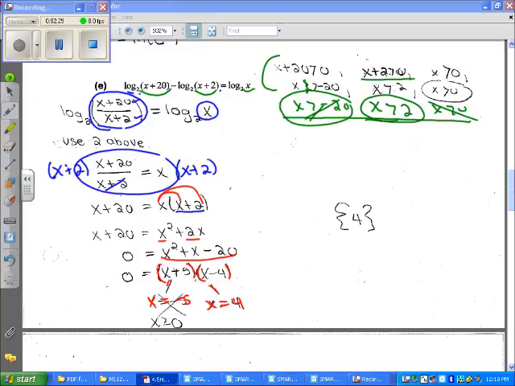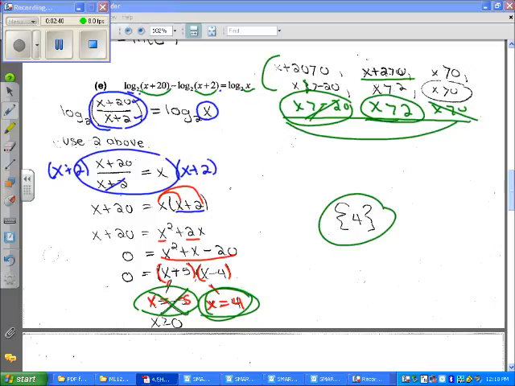So if we go down here, our two solutions are negative 5 and 4. We could tell that negative 5 will not work because it will not satisfy any of these. So the answer would have to be 4 for my solution. Okay, so that concludes part E.